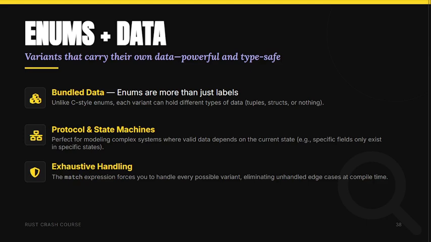Exhaustive handling. When you match on an enum, the compiler forces you to handle every possible variant. You literally cannot forget a case. That eliminates an entire class of bugs at compile time.